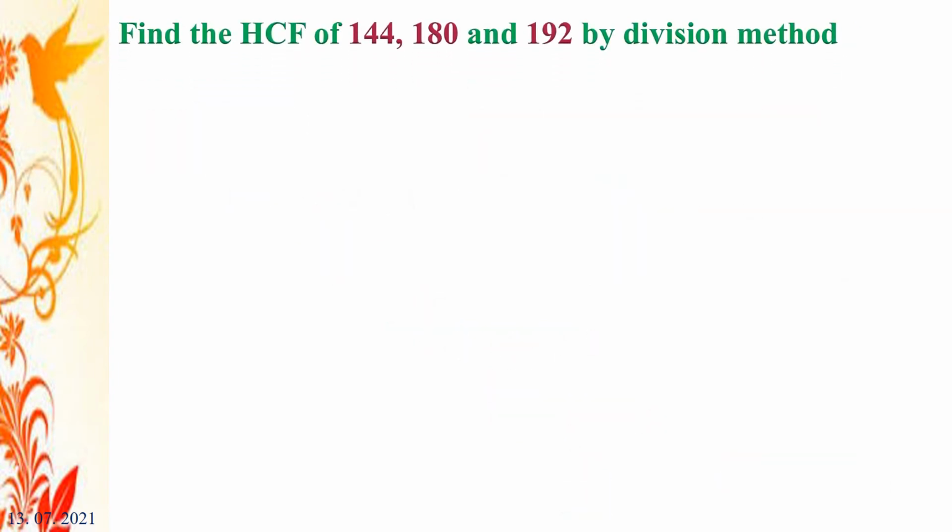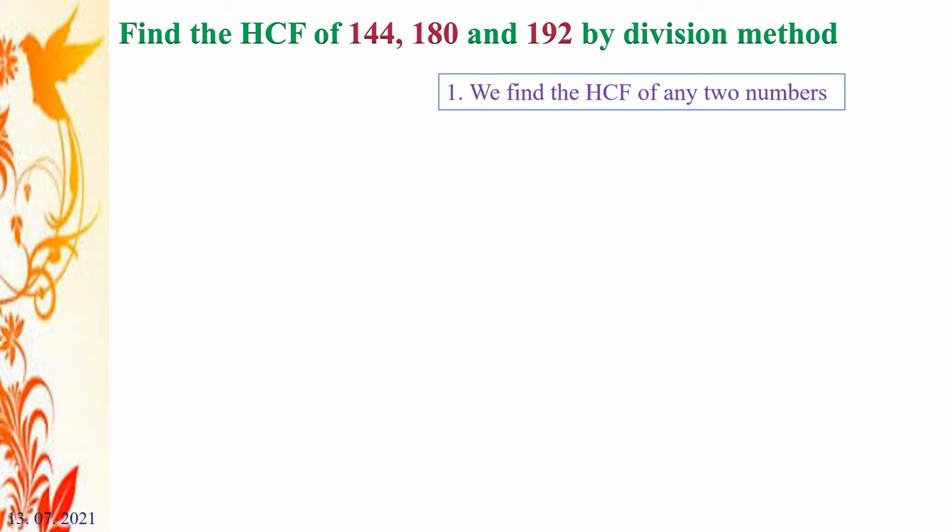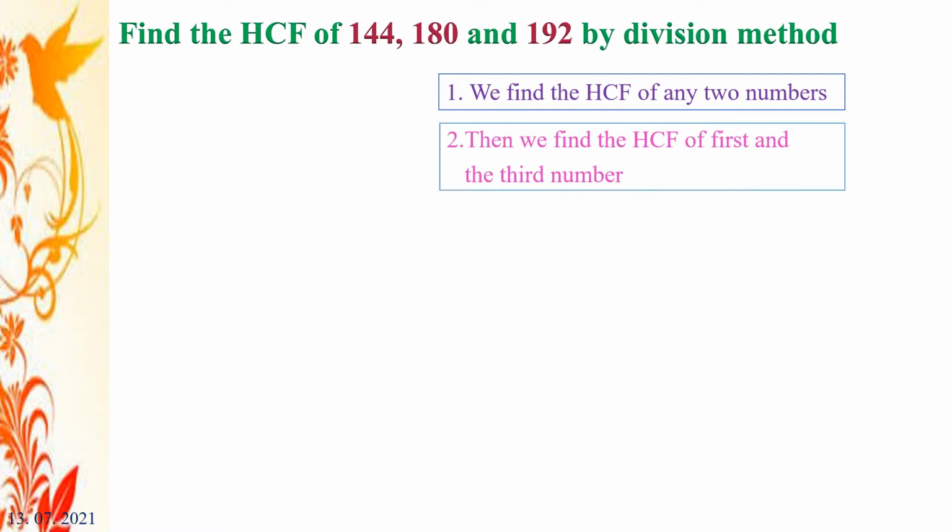Find the HCF of 144, 180 and 192 by division method. First, we find the HCF of any two numbers. Then we find the HCF of that result and the third number. Let us take 144 and 180. Any two numbers means we can take any two numbers. Here 144 is the smallest number and 180 is the biggest number. Now we are going to divide.